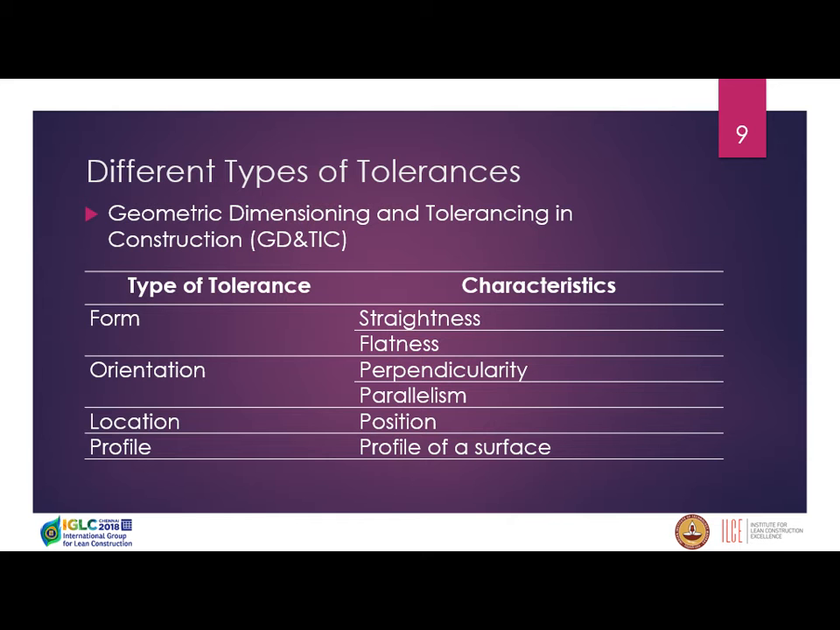Parallelism, when you have a doorway and two sides should be parallel to each other. Location, position. Obviously, all the components have their own position. That characteristic is used when you want to check the position of components. And then a profile of a surface, which is mainly used to control the level, like the level of concrete slabs, level of roof, and so on and so forth.